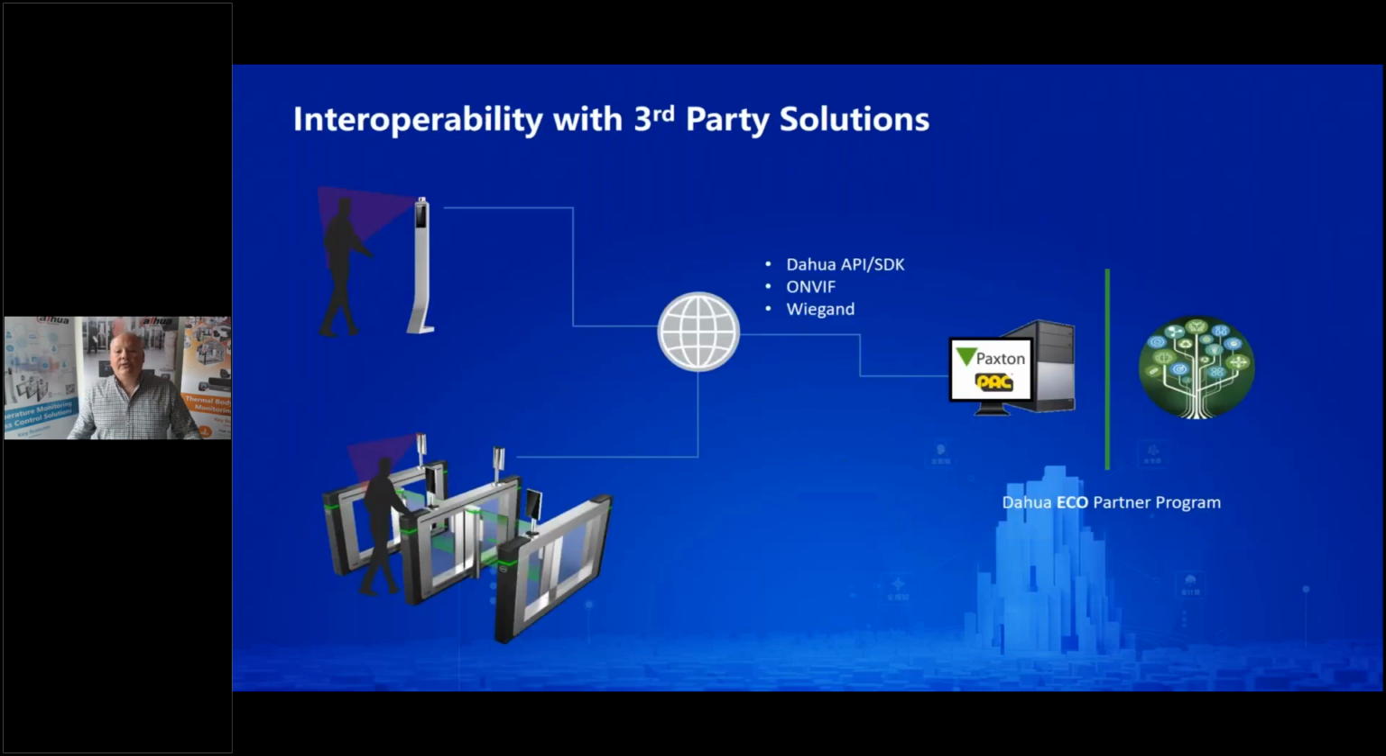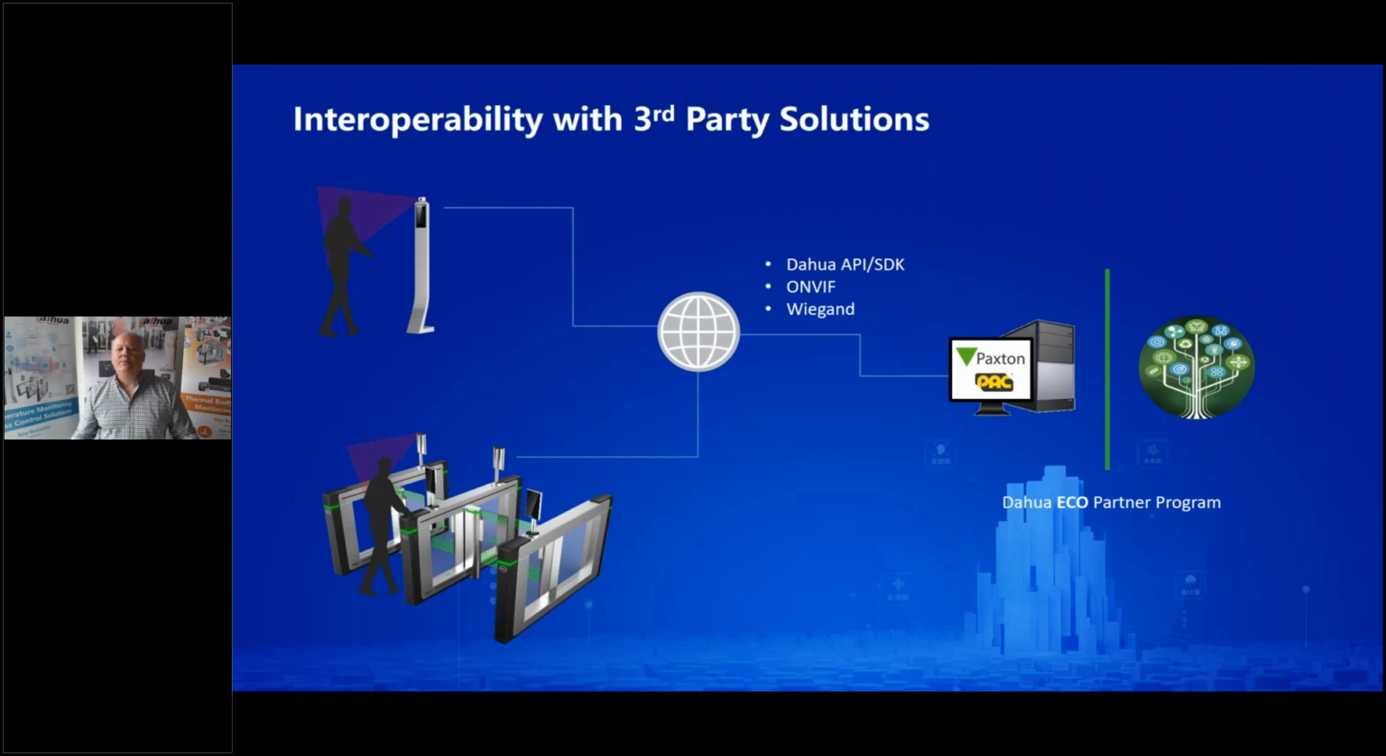But what about third-party solutions using a bit more technology? So a little bit more of a smarter integration, if you like. There's a number of different options. It can be the Dahua API or software development kit. It can be through ONVIF compliance, or also more commonly through the Wiegand interface. And we're talking to companies like Paxton and PAC about it being able to integrate into their access control systems.